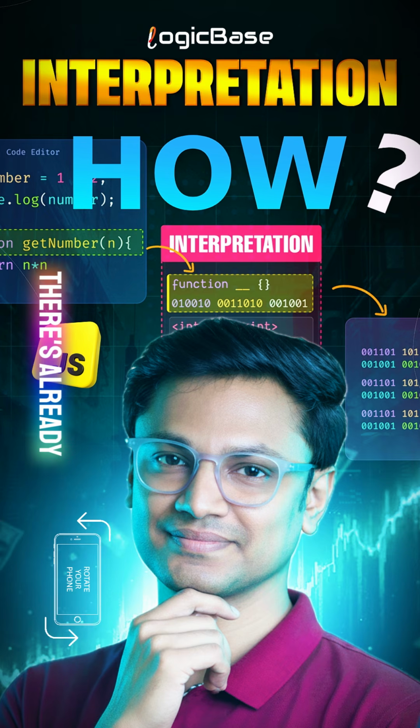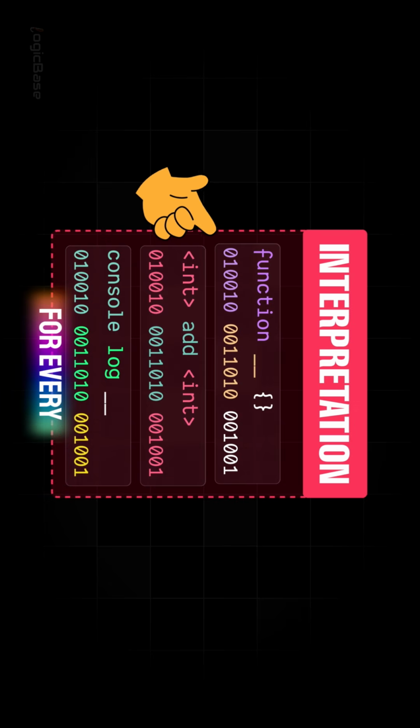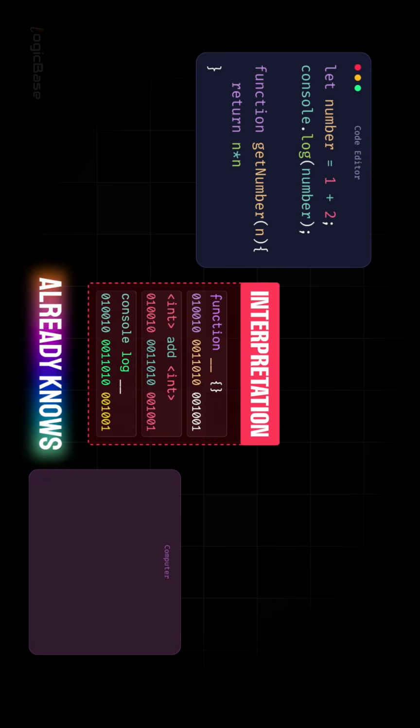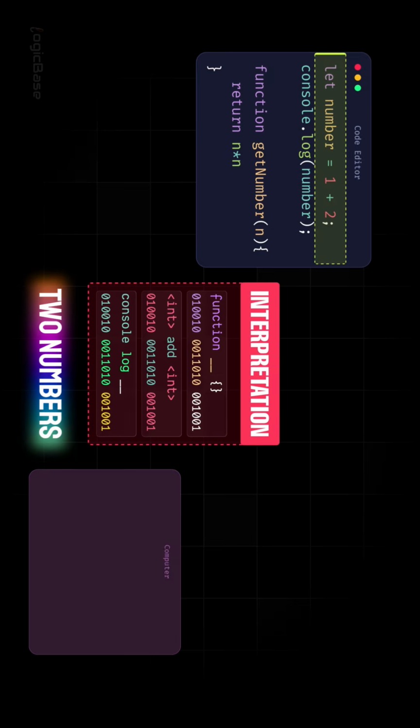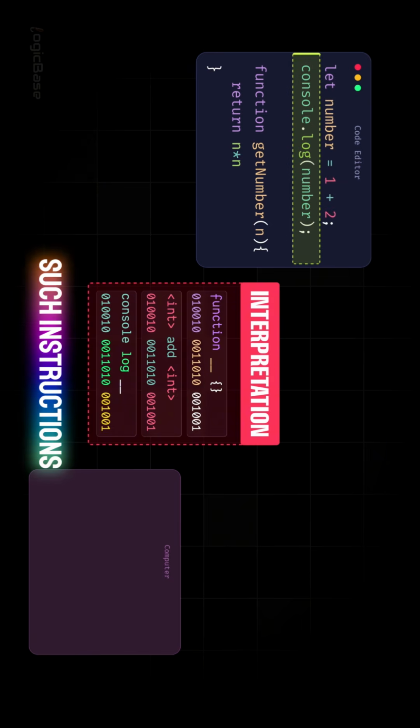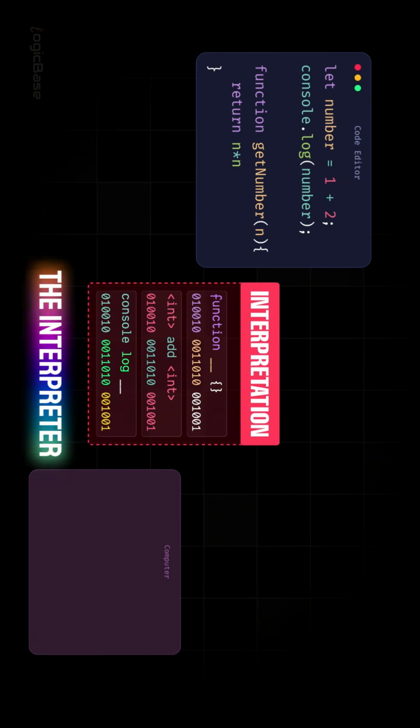Inside the interpreter, there's already a set of equivalent machine instructions for every command or expression we write. For example, look at this piece of JavaScript code. The interpreter already knows the corresponding machine-level operations for each of these lines. Suppose we have a variable where two numbers are being added, and there could be many more such instructions in our code. For every one of these, the interpreter has a predefined binary or machine code equivalent, which tells the computer exactly how to execute that particular command.